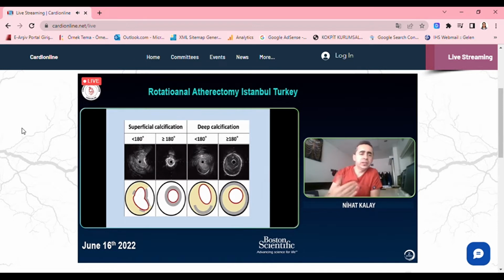As discussed on the previous slide, calcium should be described according to its location. If the calcium is close to the intima and is located in the superficial 50% of the plaque, we define it as superficial calcium. You can see superficial calcium close to the lumen, with a gray color. If it is located in the deepest 50% of the plaque, close to the adventitia, as in this image, this means deep calcification. You can see another animation.